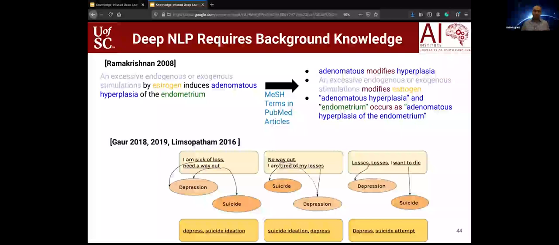So we created an approach using CNN, which uses background knowledge in terms of a knowledge graph. In this case, we used DSM-5 to convert entire phrases into concepts which describe those phrases. And those are the concepts that we will be using as an input to the system for classification or prediction. So these are the two major use cases.